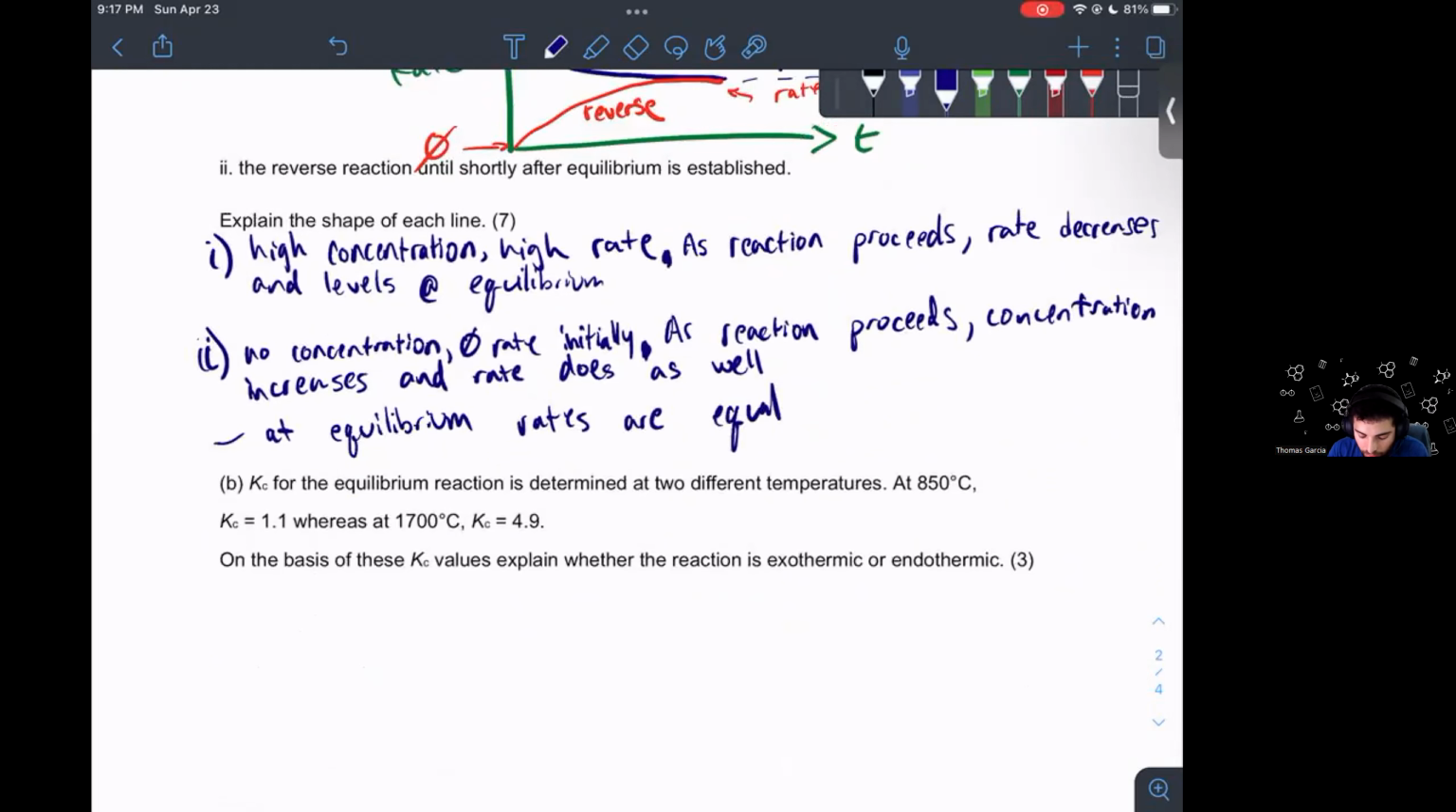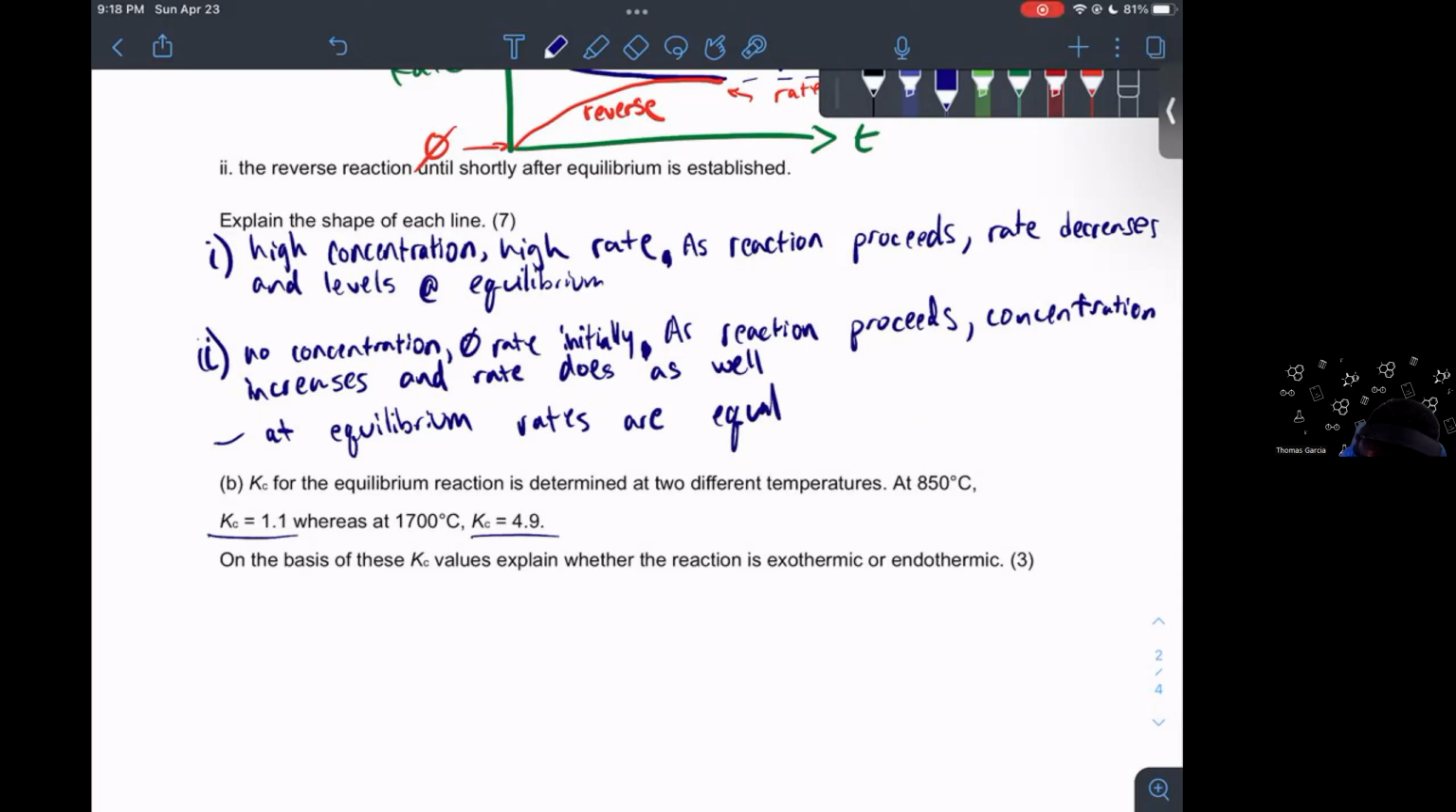All right. B. Kc for the equilibrium reaction is determined at 2 different temperatures. At 850, Kc is 1.1, whereas at 1700, Kc is 4.9. So, on the basis of these Kc values, explain whether the reaction is exothermic or endothermic.